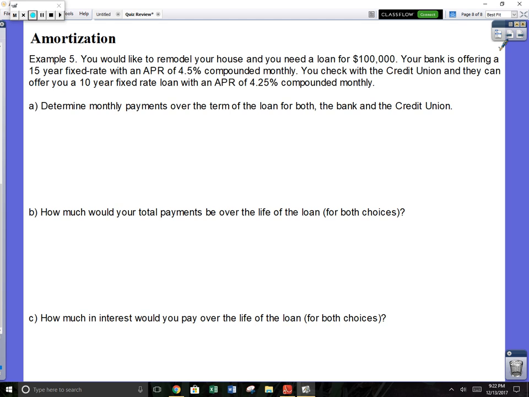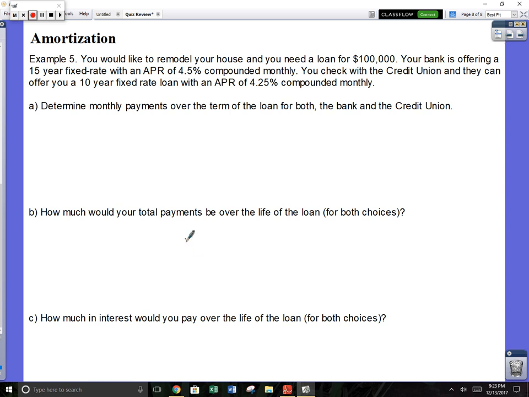Okay, last one. Your amortization. You want to remodel your house, you need a loan for 100 grand. Your bank is offering a 15-year fixed rate with an APR of 4.5% compounded monthly. You get a second bid from a credit union, and they can offer you a 10-year fixed rate with APR of 4.25%. Which route are you going?